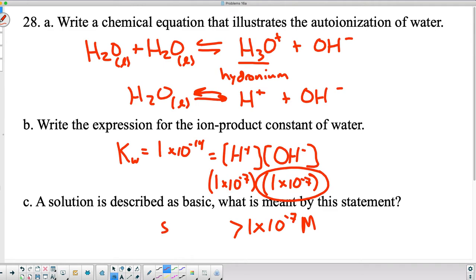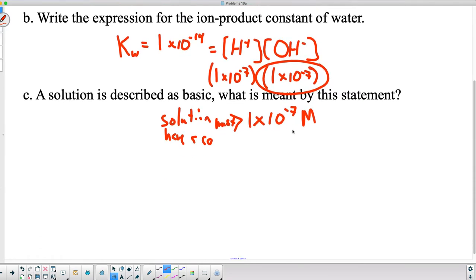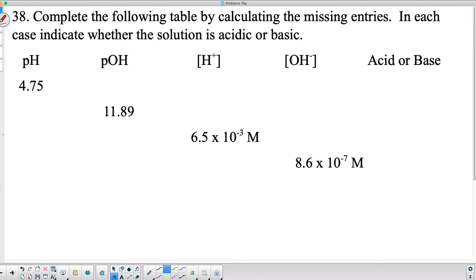Okay, so the solution must have an OH concentration of more than 1 times 10 to the negative 7th. Then it means it's a basic solution. Okay, that's all it means. Let's move on.